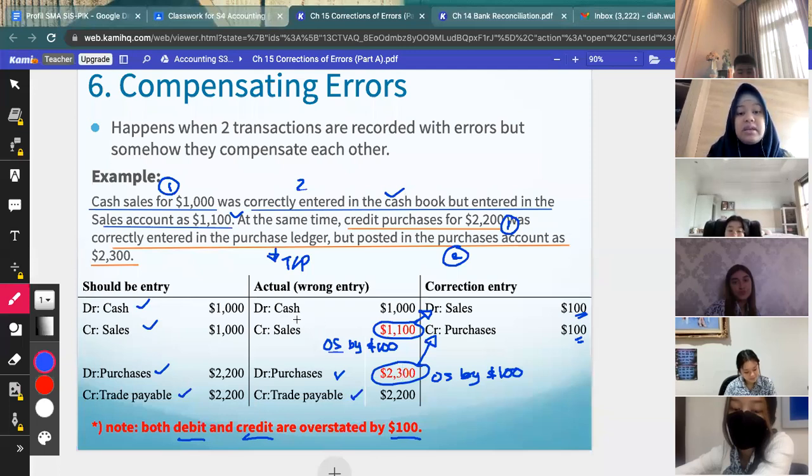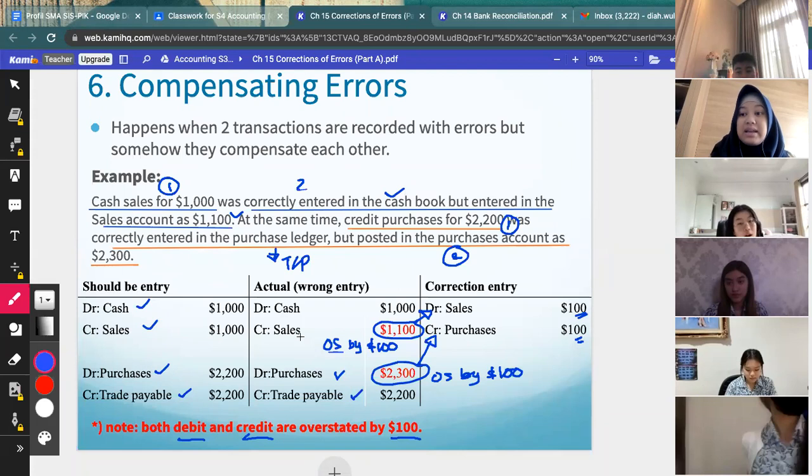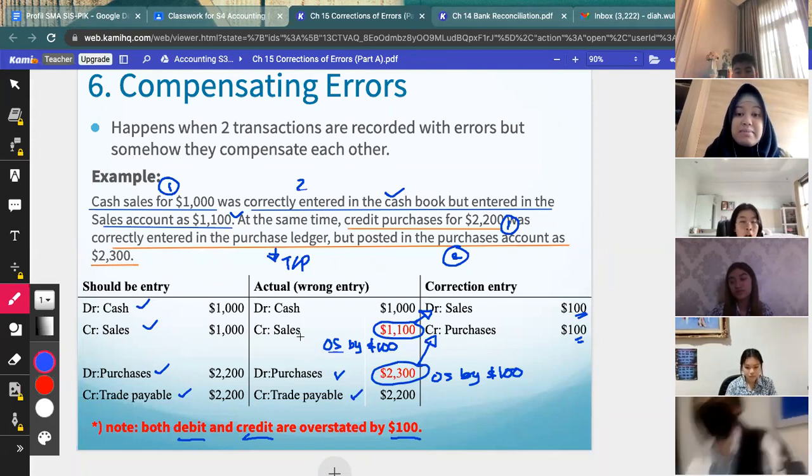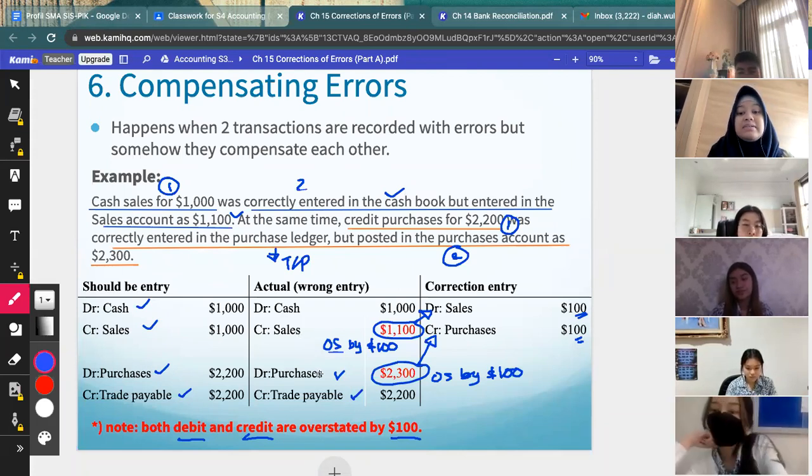Yeah, you see, cash sales is a different transaction from purchases. But somehow, both of these errors compensate each other. Yeah, in this error, your credit side is over by 100. In this error, your debit side is overstated by 100. Yeah, somehow it makes it balance, because debit and credit are overstated by the same amount. Okay, so it is balanced.